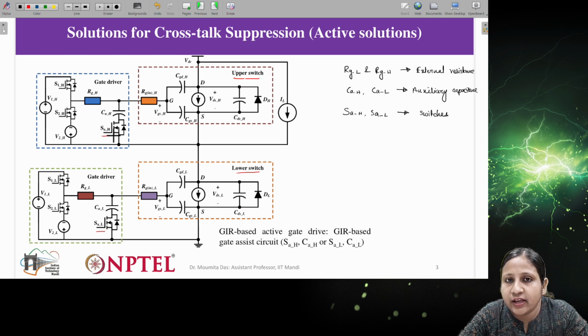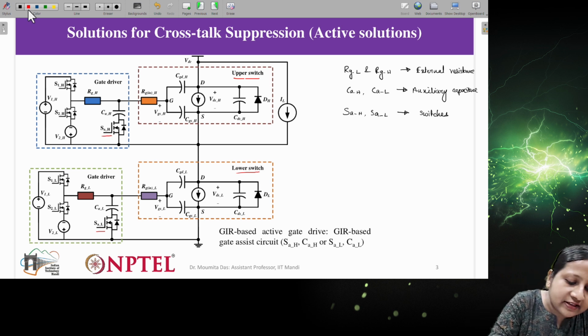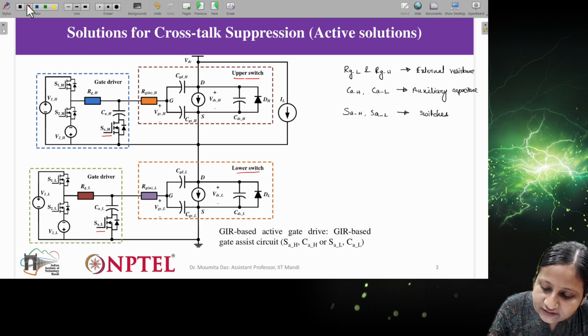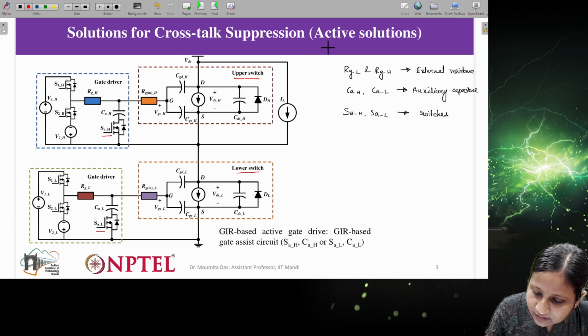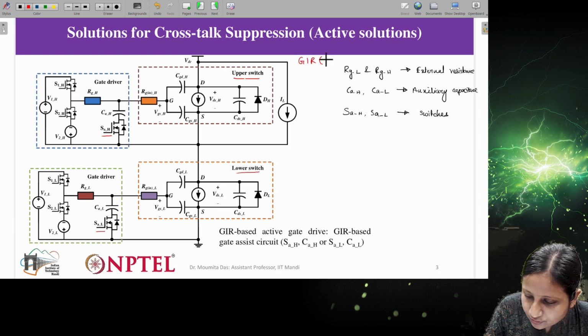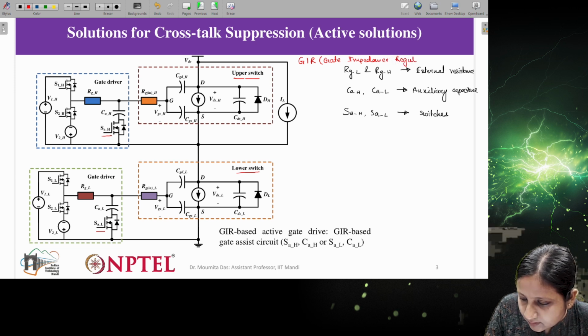So that is why this kind of technique which I am discussing in this particular slide is known as gate impedance regulation. You can refer to this as GIR, or gate impedance regulation, right?